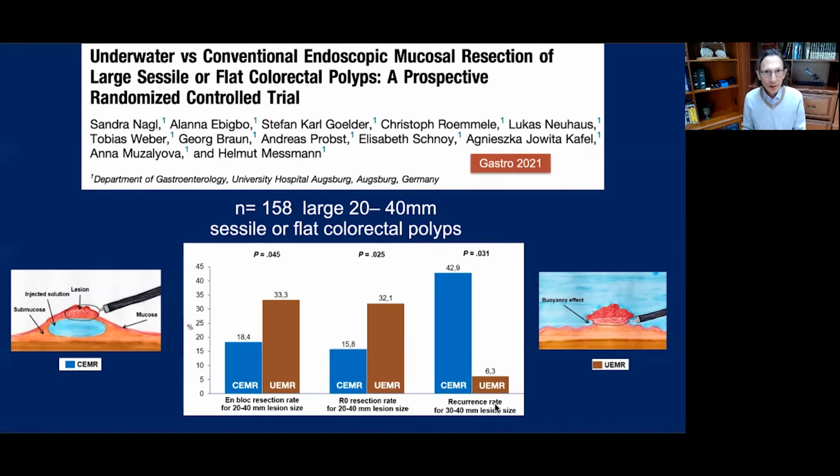And the recurrence rate for 30 to 40 millimeter lesions, so those are, maybe we can call these giant, was significantly lower in the UEMR group, only 6% compared with 43% in the conventional group. So these are very impressive results.